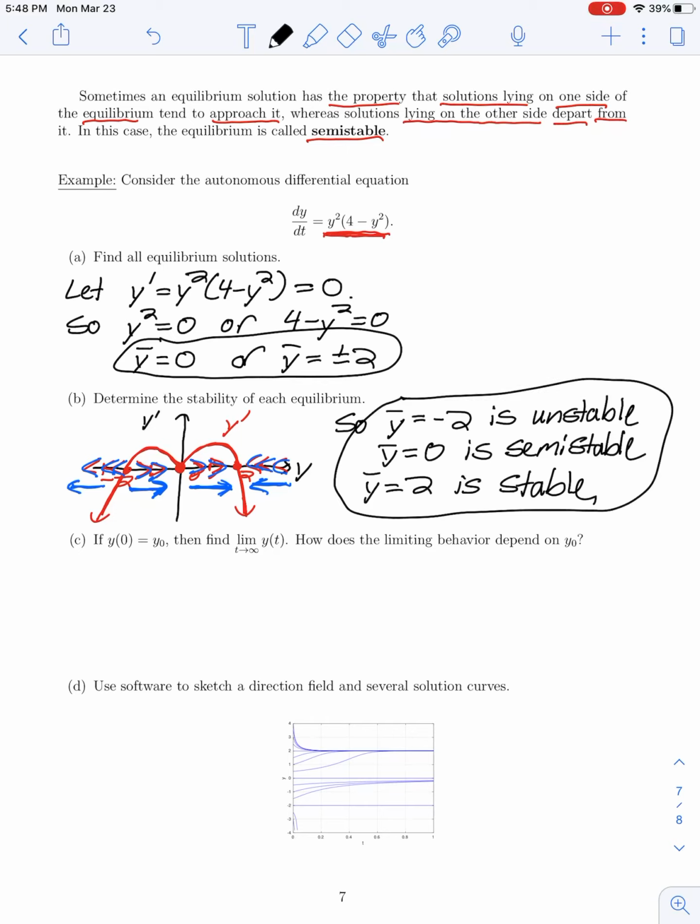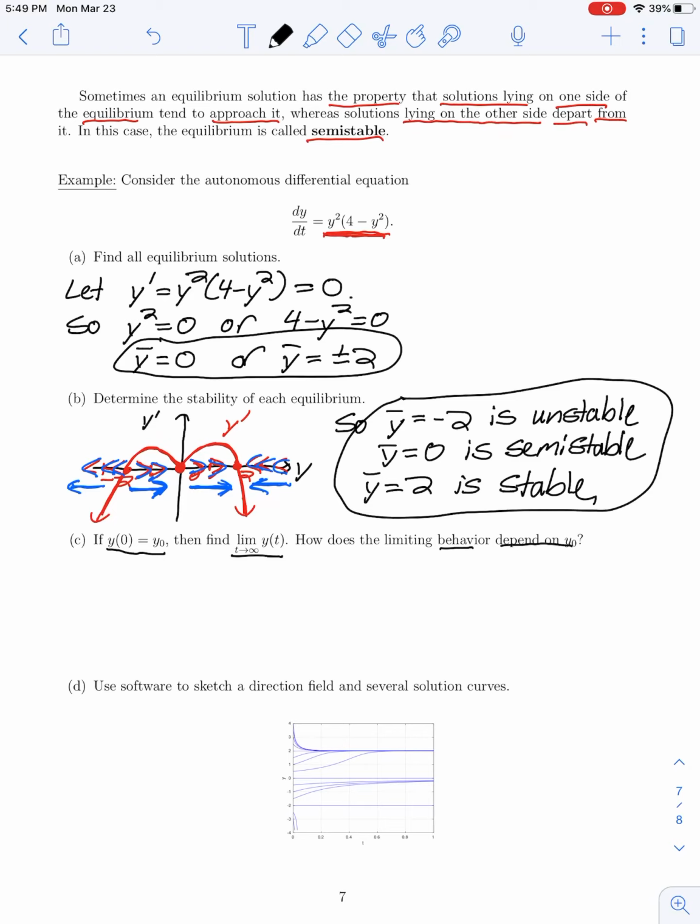So here we see an example of semi-stability. If our solution is only being approached from one side and we're moving away from it along the other side, that's what's called semi-stability. Now in part C, again, we're asking the question, well, depending on what the value of y naught is, that is our starting value of y, we want to find the limit of y of t as t gets large and describe how that limiting behavior would depend on y naught.